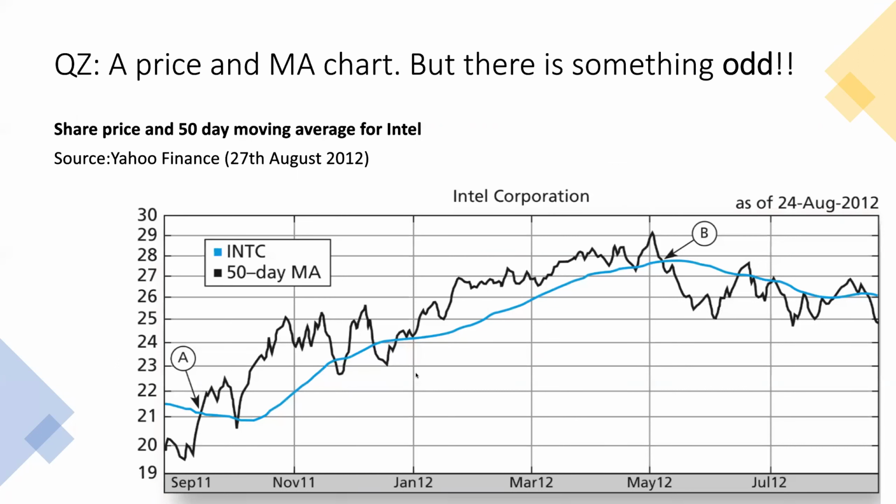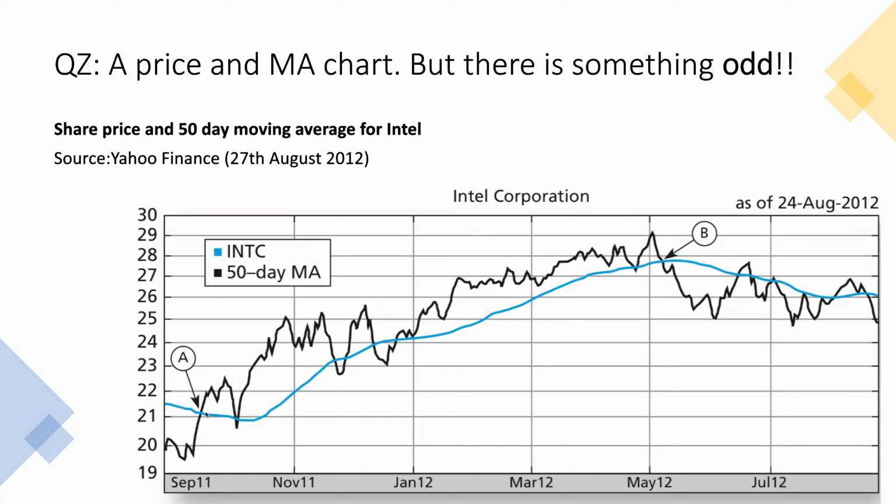With this chart, there is a problem. This chart shows Intel to be the blue line, which is not the case. It's actually the other line. There is some problem with the legends. The 50-day moving average is blue because it's smooth, right? And it's smooth. So you can see point A and point B, they are showing us something, right?